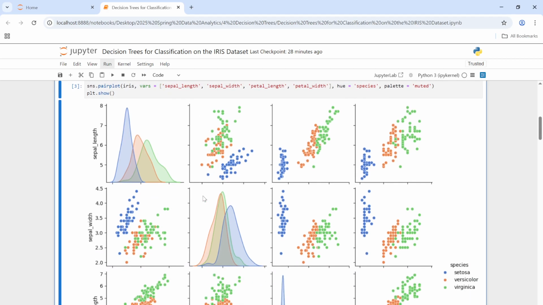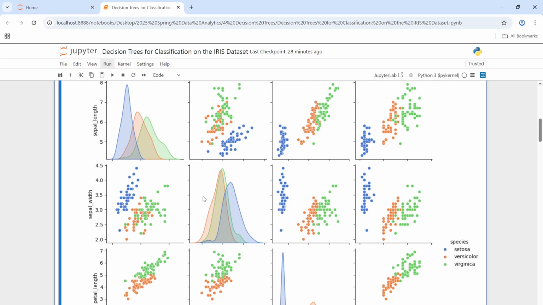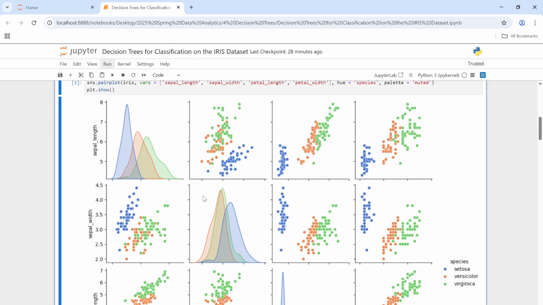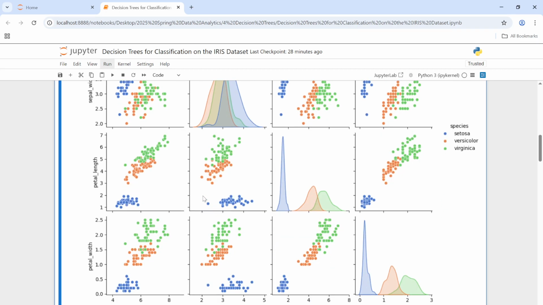And in this specific output, you can see a matrix scatter plot of all of the four input features and the corresponding labels. You can see that there are three clusters corresponding to the three different species. And our goal is to fit a decision tree to this data.